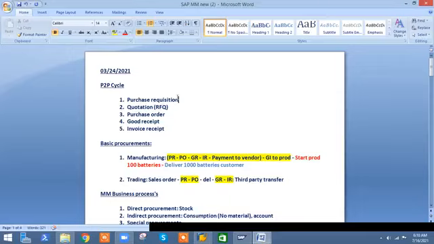So in the P2P cycle, the first thing is a purchase requisition. The name itself indicates that the business is requesting to purchase materials or services. They create a requisition saying, I need 100 quantity of this material for my production purpose, or for some consumption purpose. There are two ways: procuring for stock purpose and procuring for consumption purpose. So there are two different types of procurement. Once we create a purchase requisition, for whatever material we are going to procure, we need to identify a list of sources, a list of vendors.